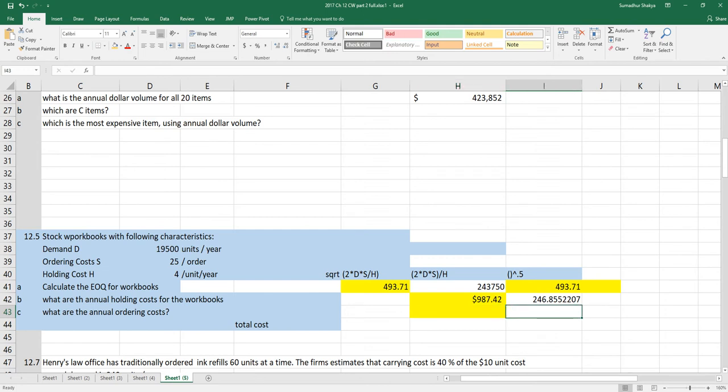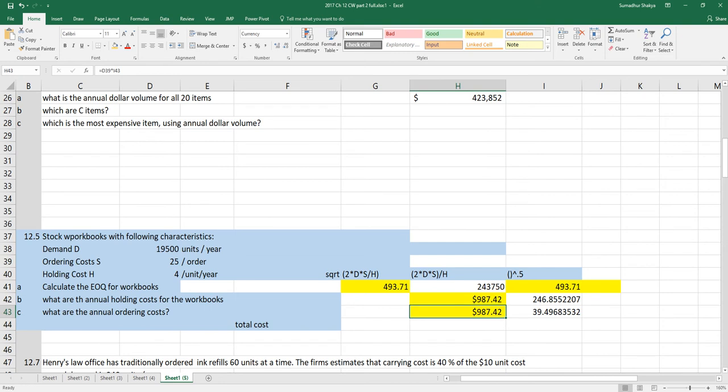First, we need to calculate the number of orders, which is the annual demand divided by how many units we are placing in a single order: 493. Therefore, the number of orders we end up placing is 39.4 orders annually, and one order costs you $25. Therefore, 39.4 orders will cost you 987.